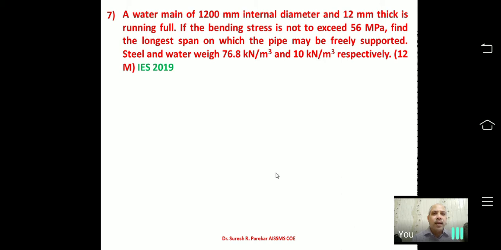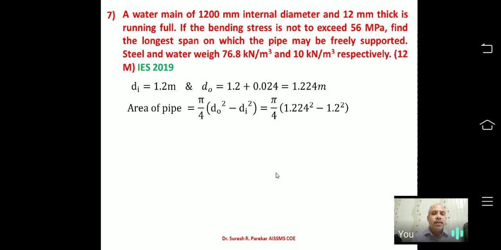Sorry, 1200 millimeter internal diameter, 12 millimeter thickness. So external diameter I have 1224. Bending stress is given 56. Steel unit weight is 76.8 kilonewton per meter cube, and 10 kilonewton per meter cube we have as weight of water.